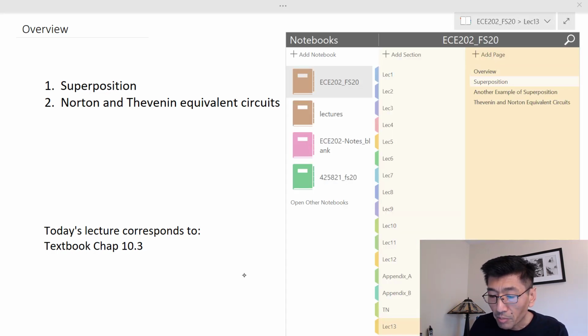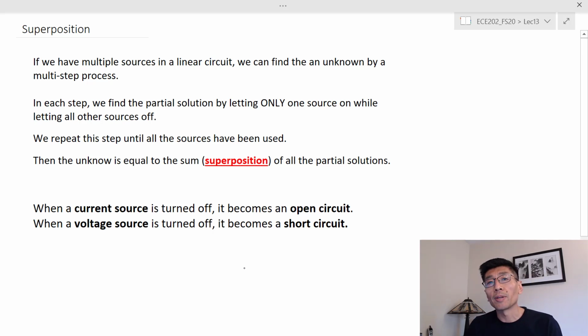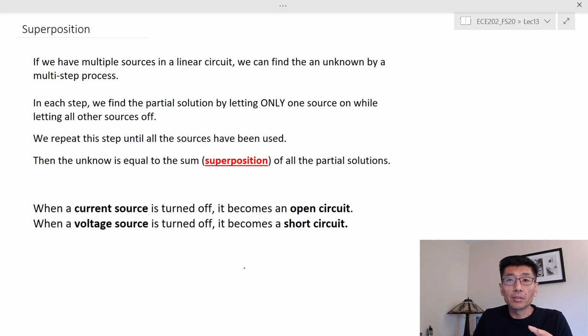And the superposition, remember, if we have multiple sources, each time we can solve for the partial solution by having one of the sources on only. That means we turn off all the other sources. When the voltage source is turned off, that means the voltage across that element becomes 0, and the current could be anything, that's exactly identical to a short circuit, right? And when we turn off a current source, that means the current through that element will be 0, and the voltage could be anything, that's equivalent to an open circuit.